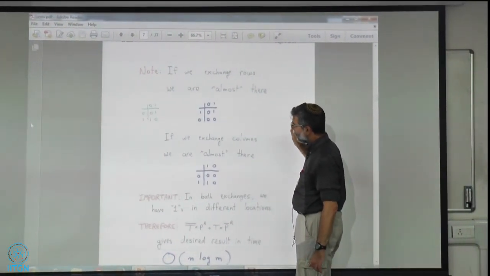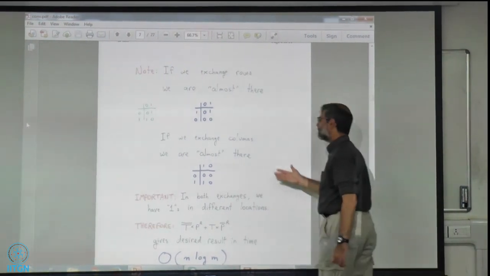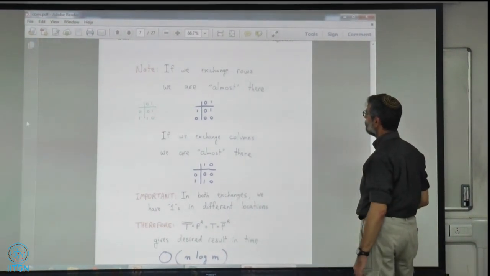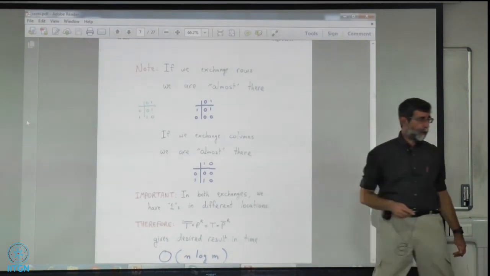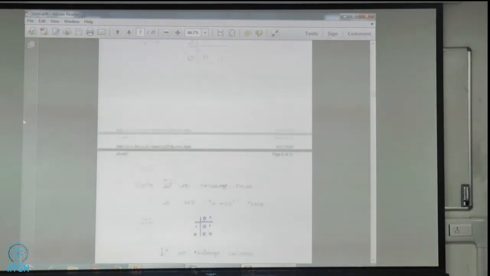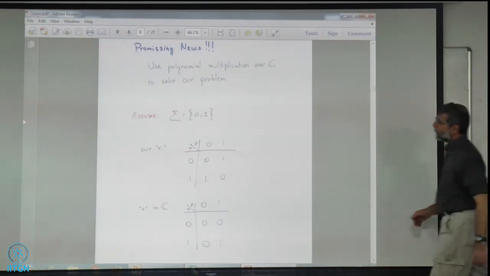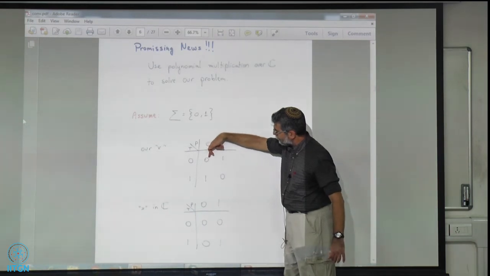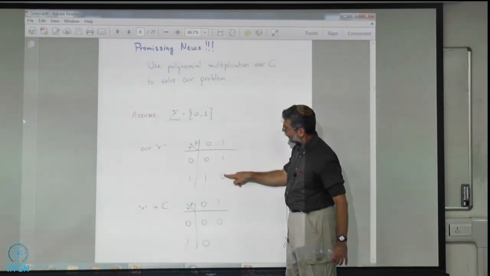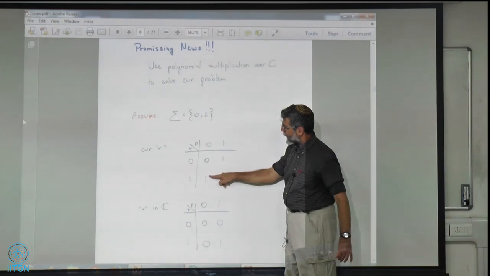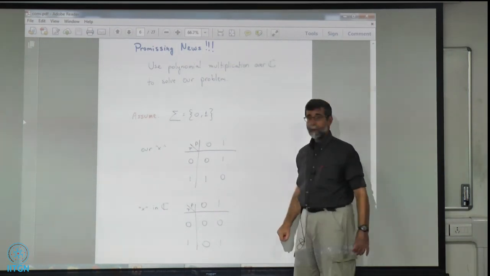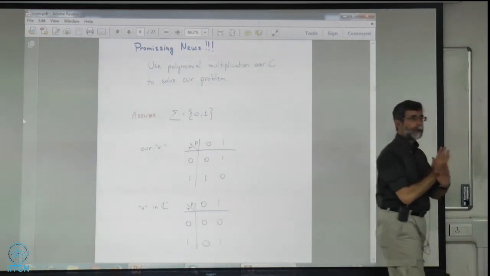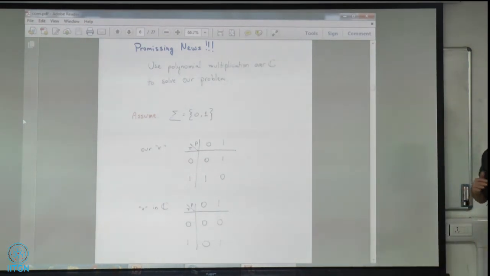Now, if we exchange the columns, we're also almost there. Let's go back here because that makes sense. If we exchange our columns, we end up with a 1 here and a 0 here, and a 1 here and a 0 there. So both if we exchange the rows or if we exchange the columns, we're almost at the multiplication of the complex field.